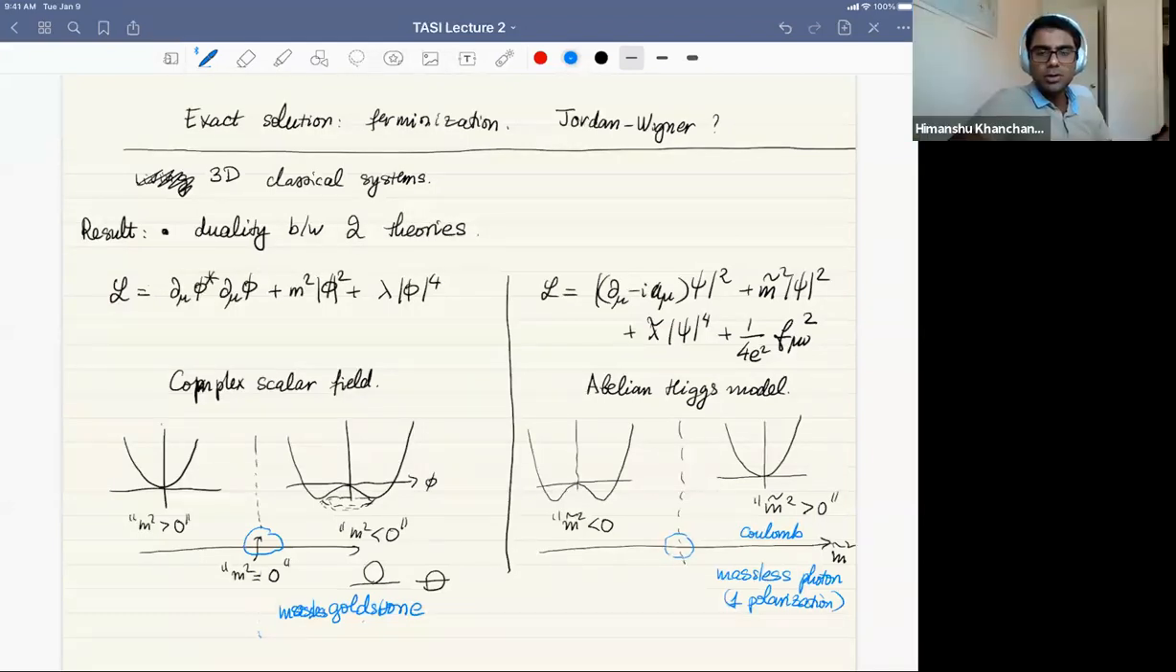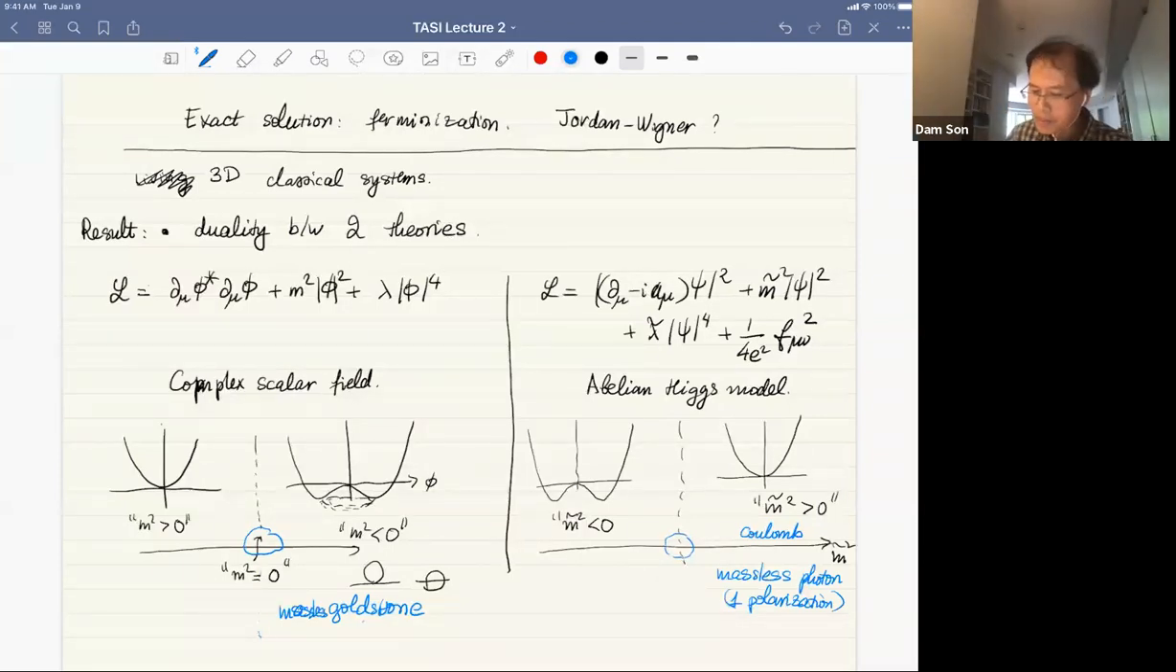When you say it's dual, are you tuning the lambda and lambda tilde and E? Because there are two couplings on the right hand side and one coupling on the left. You're tuning. There is one coupling on this side. It's lambda.